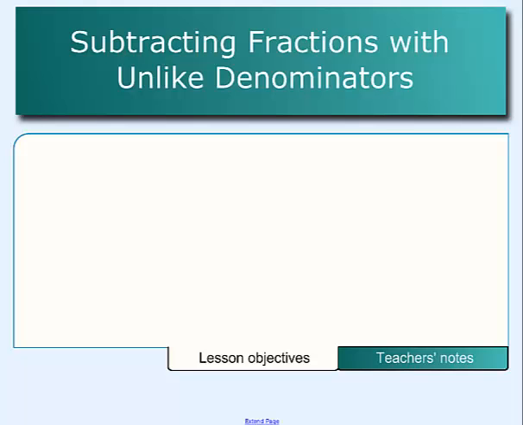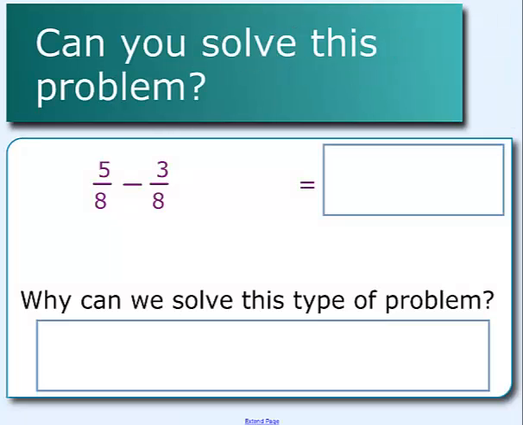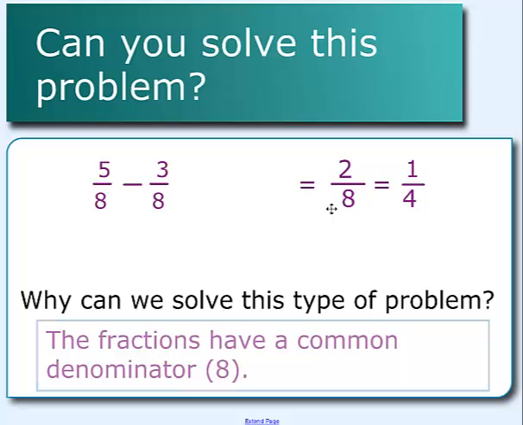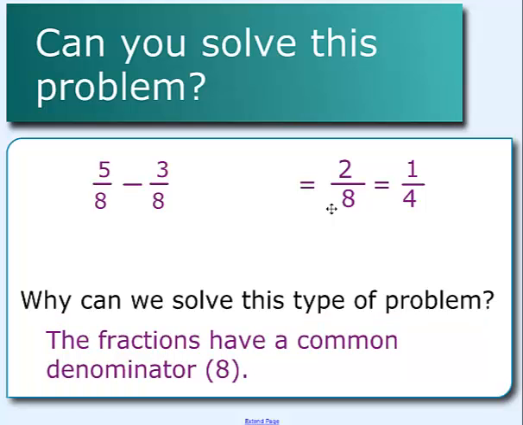This lesson is on subtracting fractions with unlike denominators. Can you solve this problem? 5/8 minus 3/8. It equals 2/8, which is simplified to 1/4. So why was that problem so easy to solve? You're right, the fractions have a common denominator of 8.